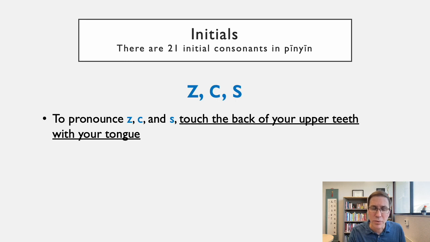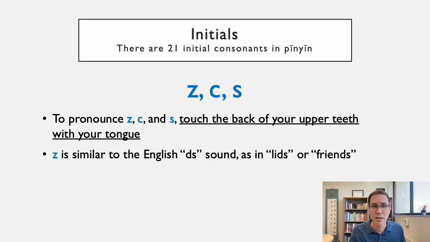So again, to pronounce these sounds, you're going to need to touch the back of your upper teeth with your tongue. The Z is very similar to the English DS, as in lids, friends. 跟我说z.